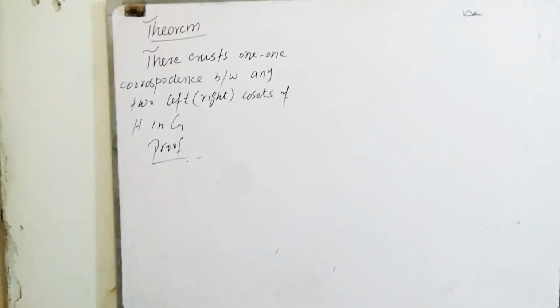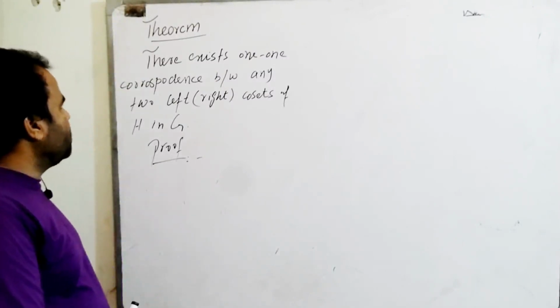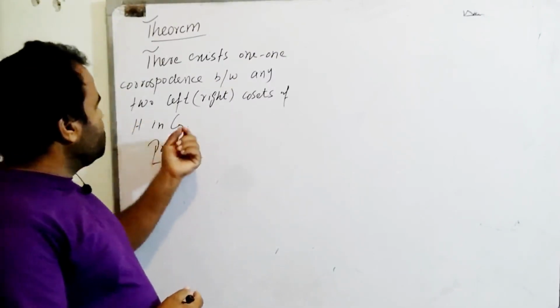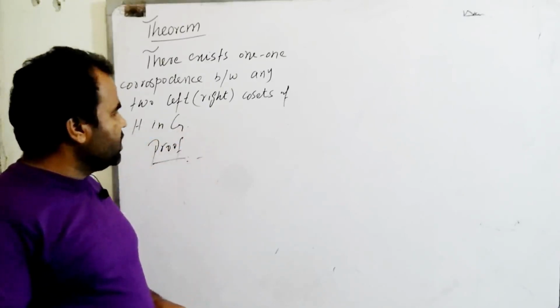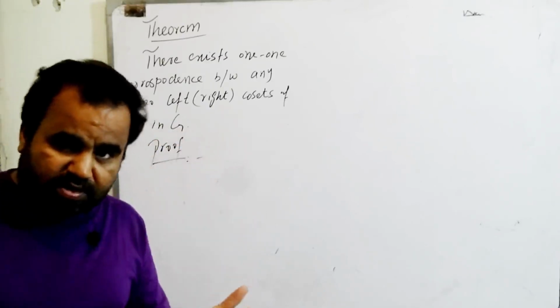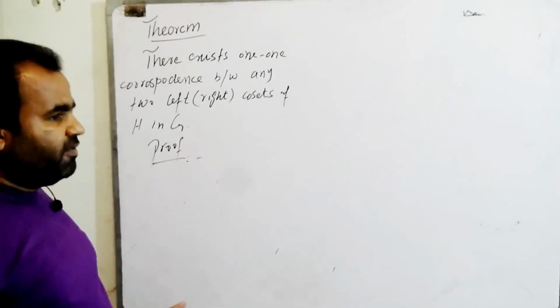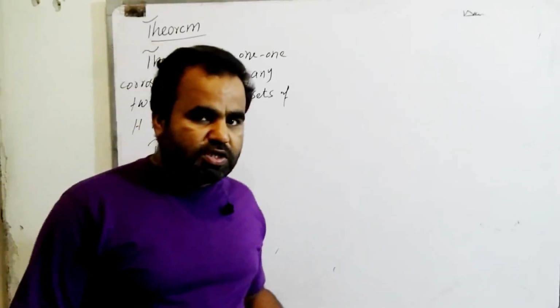In this theorem, the statement is that there exists a one-to-one correspondence between any two left or right cosets of H in G.